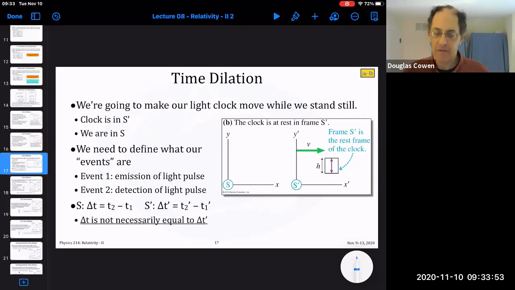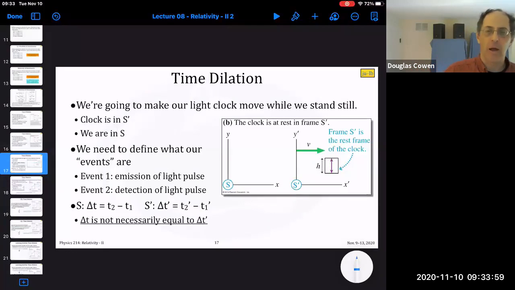It's given by delta t equals t2 minus t1, and in S prime, delta t prime equals t2 prime minus t1 prime. And what we have to be careful about is not assuming that delta t and delta t prime are necessarily the same, because of our discussion before about simultaneity and how simultaneity is so closely related to time.